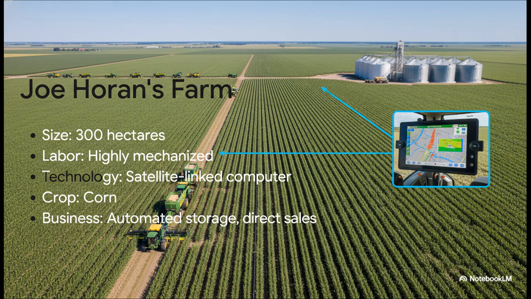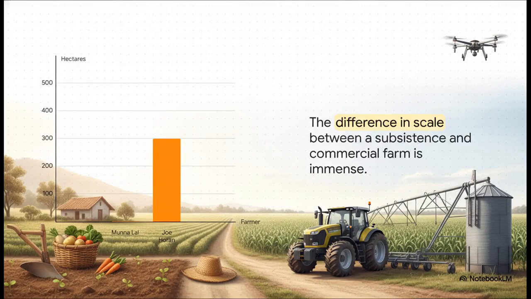We're talking computers linked to satellites mapping his fields, constant soil testing, huge combine harvesters. This isn't just a farm, it's a high-tech business. And this chart just puts it all into perspective, doesn't it? I mean, look at that tiny sliver representing Muna Lal's 1.5 hectares, right next to Joe Horan's 300. The difference in scale is just staggering, and it changes absolutely everything about how they approach farming.